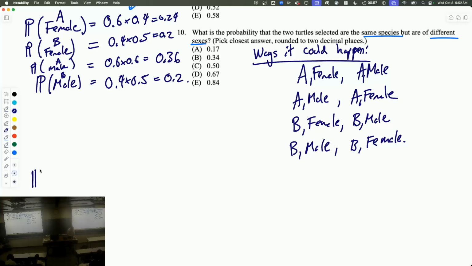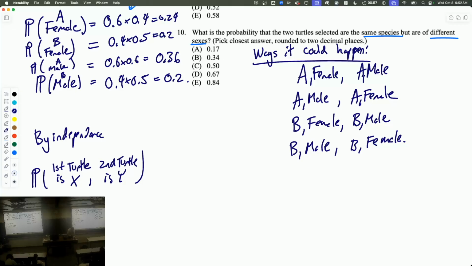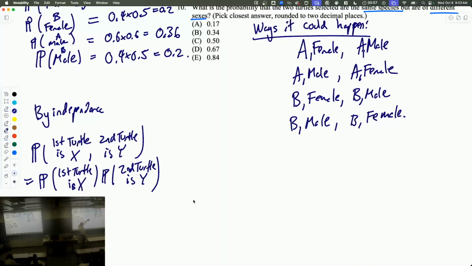So the probability of both happening, the first turtle is something and the second turtle is something else, is the product. So this is by independence. Anytime we have two turtles, we can write it as a product of the two individual turtle probabilities. And so when I have a female, a male, that splits into the product of two things. So when I go to calculate the probabilities, I will have to add up over the 4 different ways, and I will have to multiply the first turtle and the second turtle in each of them.